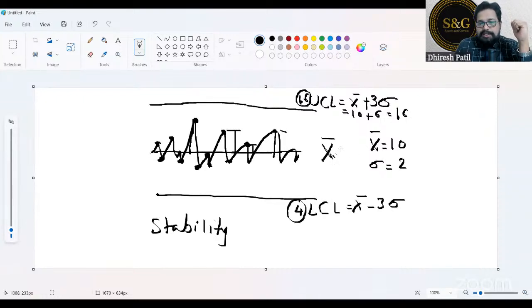How many of you got it? Just type yes in the chat box. So my X bar is equal to 10, UCL is 16, and LCL is 4. Just type yes in the chat box.